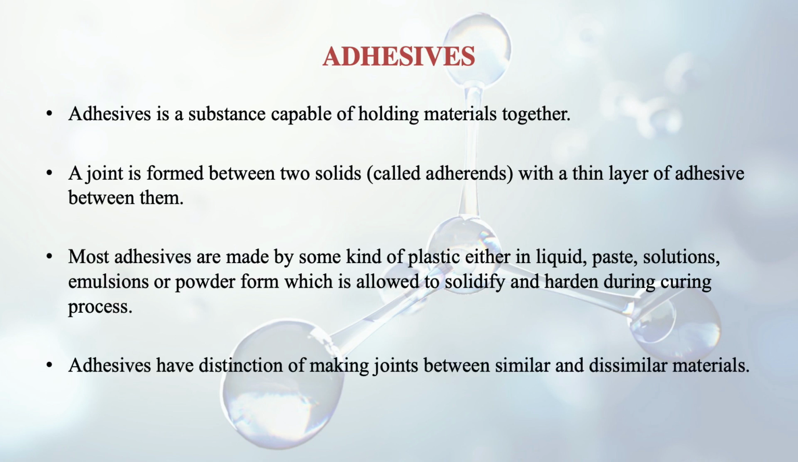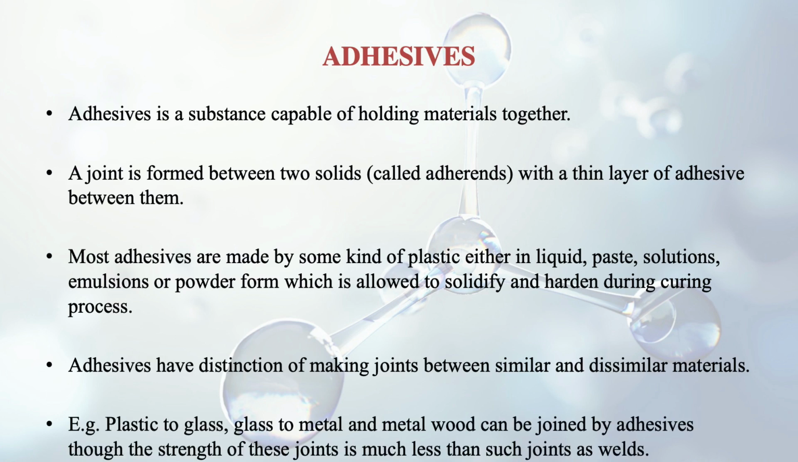Adhesives have the distinction of making joints between similar and dissimilar materials. This is a very good property, that even two dissimilar materials can be joined by adhesives. For example, we may have seen plastic to glass adhesive, glass to metal, and metal to wood. So all these things are possible, but their strength is much less than welded joints and the like.